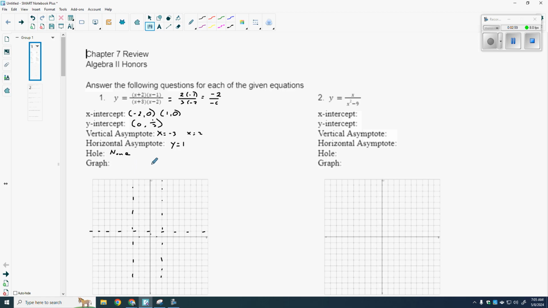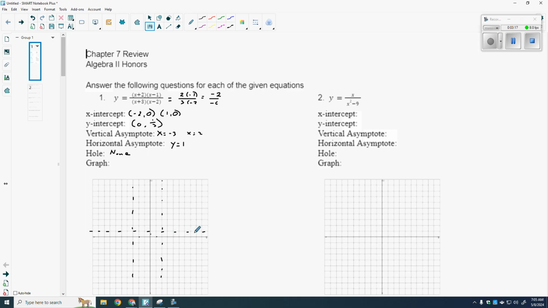Okay, let's get your graph. Here's what I like to do. I have 2 vertical asymptotes. So there's 3 parts. There's one part over here, there's one part in the middle, and there's one part over here. I like to start on the right. It doesn't matter. You can start wherever you want. That's just what I do. Okay, so I'm going to start over here.